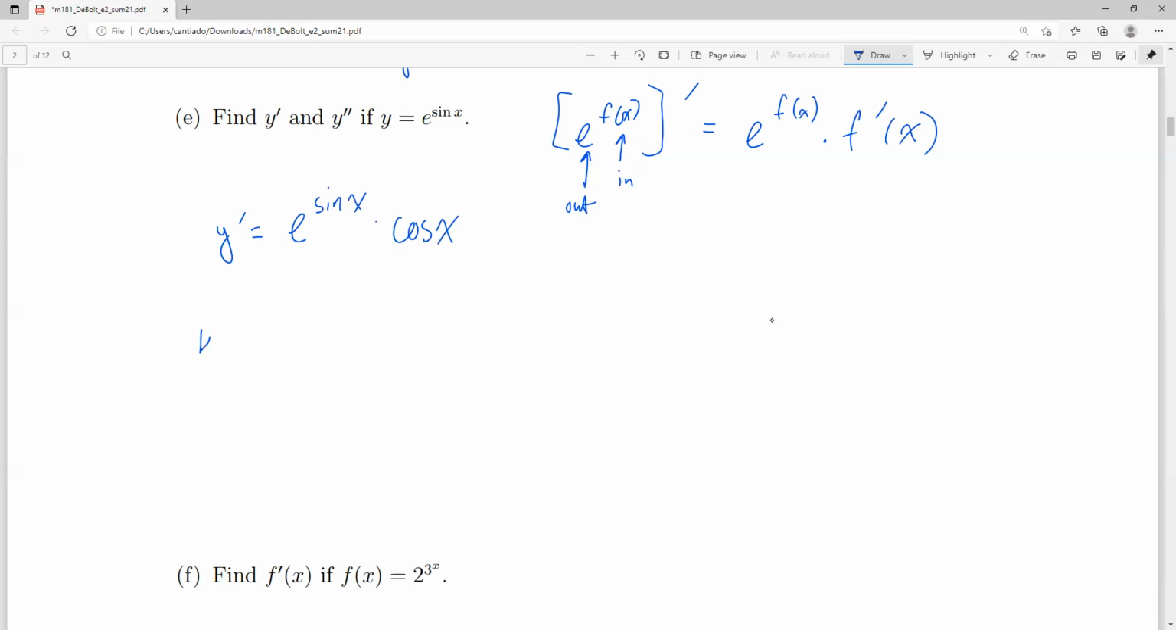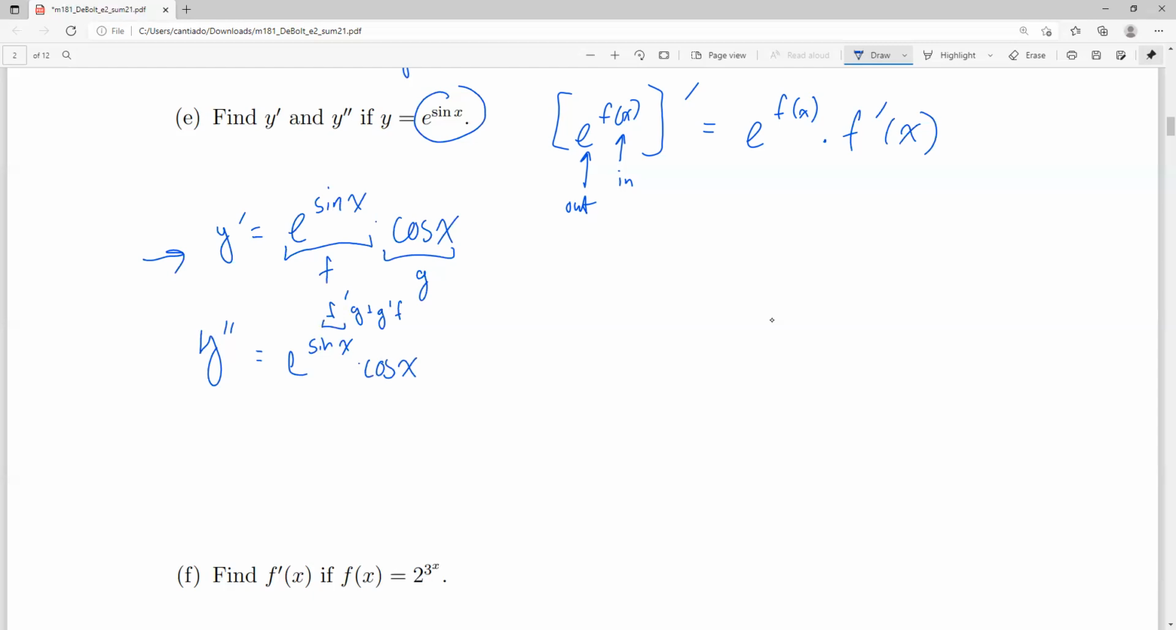Now if we try to take the second derivative, we have to apply the product rule. We have this as our f and this is our g. Remember, the product rule is f prime g plus g prime f. So what is the derivative of e to the sine x? Well, we actually know this already. If you recognize that was the original function we started with, and the derivative of that was y prime, it'll just be e to the sine x times cosine x. That is f prime.